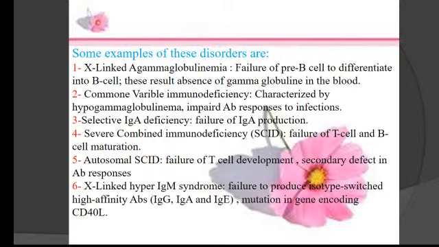So this one is failure of T and B cells. The third one was the IgA deficiency, failure of IgA. The second one was common variable immunodeficiency characterized by hypogammaglobulinemia, impaired antibody response to infection. And of course, the X-linked agammaglobulinemia, failure of pre-B cells to differentiate into B cells.